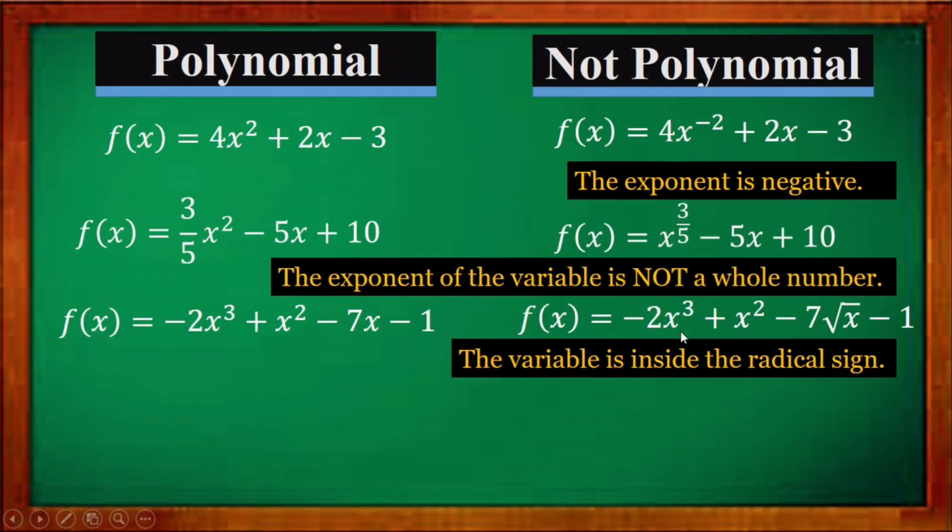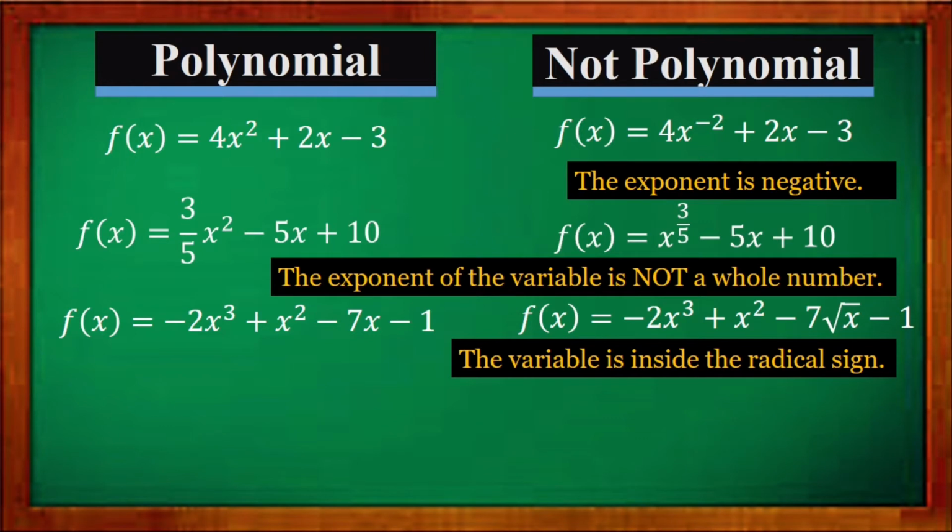It's because the variable is inside the radical sign. So, hindi ito example ng polynomial because yung variable daw natin is nasa loob ng radical sign. So, ang radical sign natin, ito yung sinasabi ko kanina, ito yung symbol natin ng radical sign. And yung variable natin nasa loob, that is why f of x equals negative 2x cubed plus x squared minus 7 square root of x minus 1 is not a polynomial function.